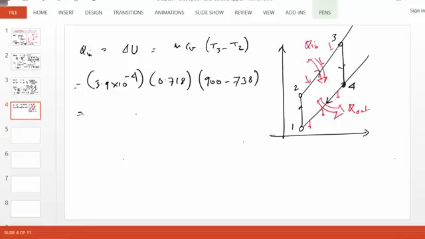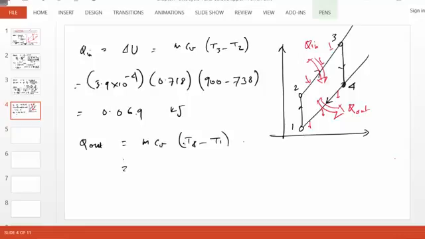And this turns out to be pretty small, 0.069 kilojoule. Likewise, we can find Q out. Q out will be, again, the higher minus the smaller one. mCv, T4 is higher than T1. These are all positive numbers.